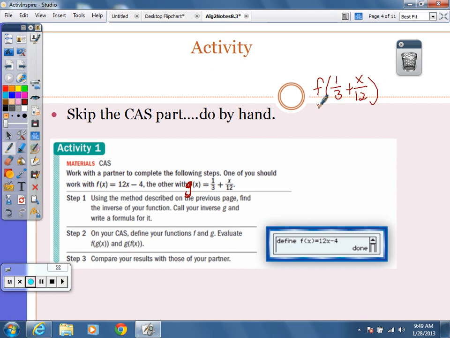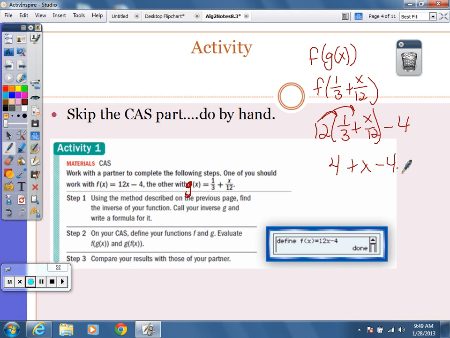Tells me to go to function f. I'm going to write it out here so you have it. Go to function f and plug this in. Well, f is 12 times x, which I now have to plug in this whole function, minus 4. Distribute here. 4 plus x minus 4. And the 4's cancel, and I get f of g of x equals x.